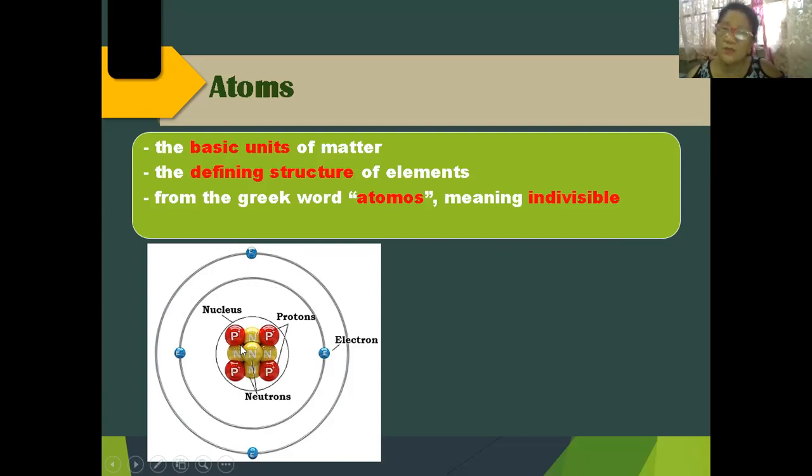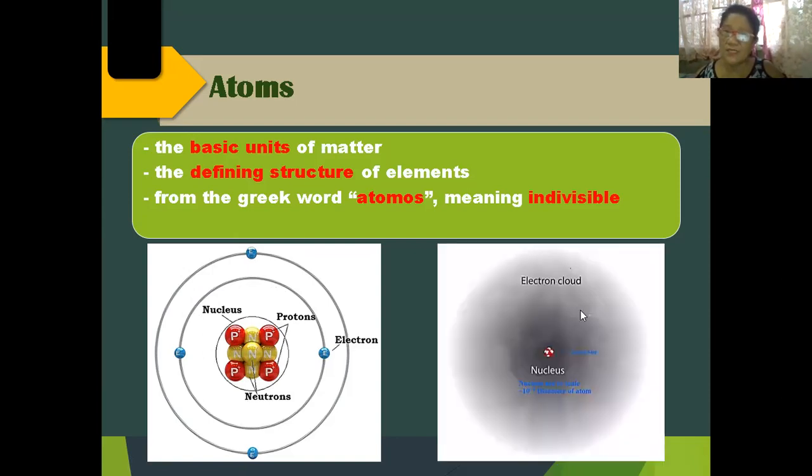Nucleus, inside the nucleus, there are two particles: the positive, that's the proton, and the uncharged, which is the neutron. Outside this nucleus, the electron orbits. This has a negative charge. Therefore, there are three subatomic particles: neutrons, electrons, and protons. So if this is your nucleus, outside the nucleus, electrons are spinning and you cannot identify where they are. That is why there is an electron cloud, okay?